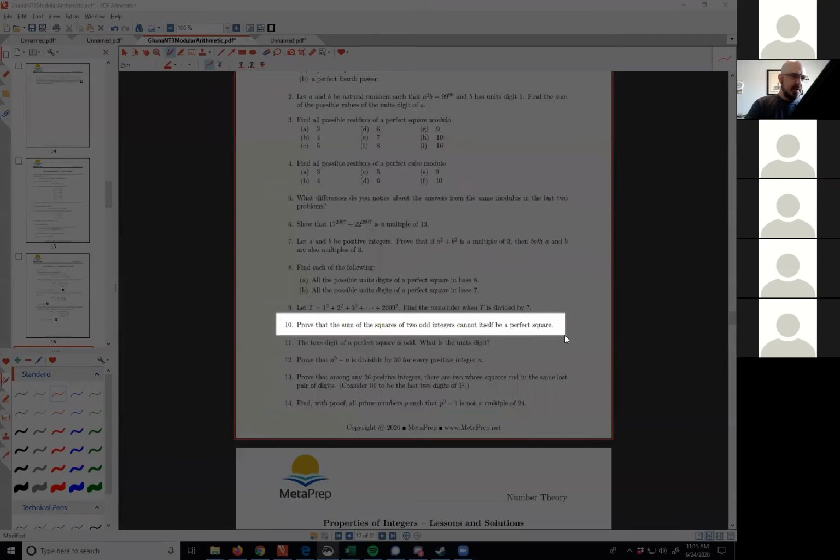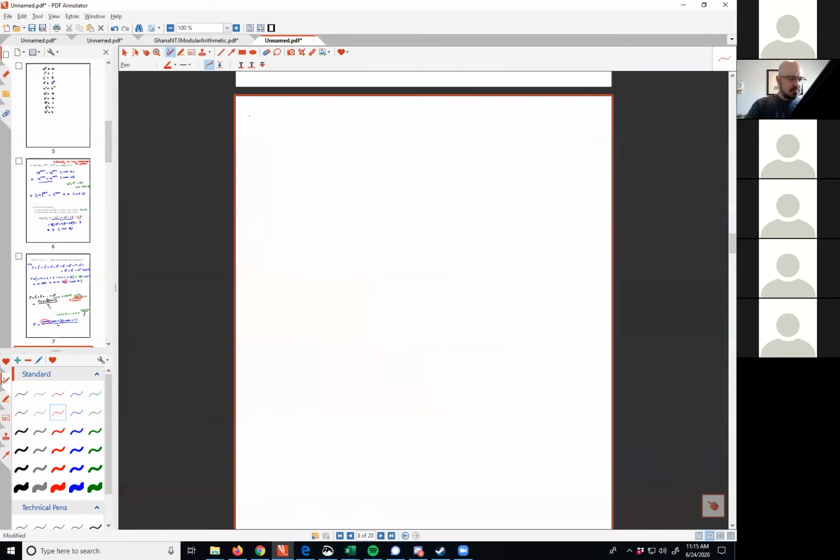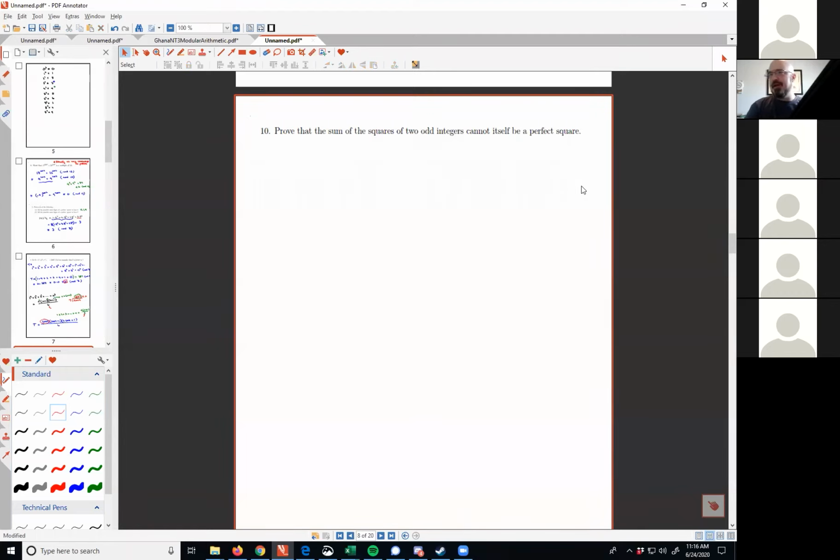Okay, let's take a look at problem 10. This is interesting. This actually relates to the Pythagorean theorem, kind of. What do we call solutions to this equation that are integers?